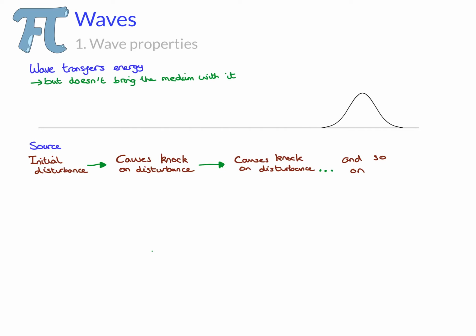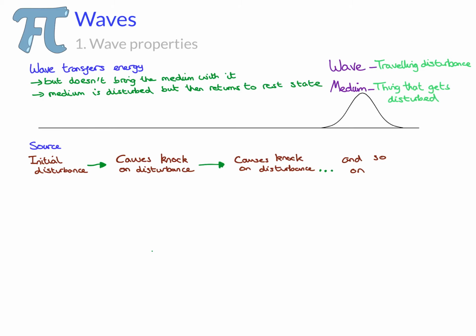Clearly no rope particles are moving along with the wave. Instead, each rope particle is just being briefly disturbed by the pulse as it passes through, but then it returns to normal afterwards. We call the travelling disturbance the wave, and the thing that is being disturbed the medium.